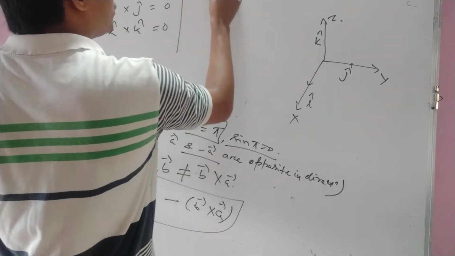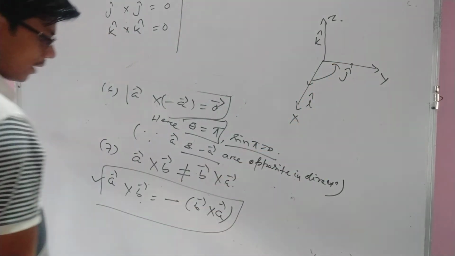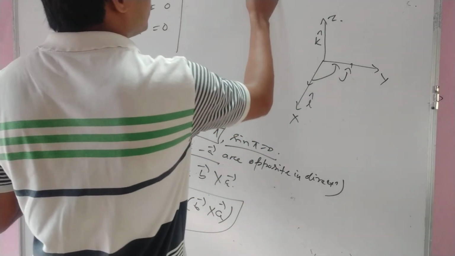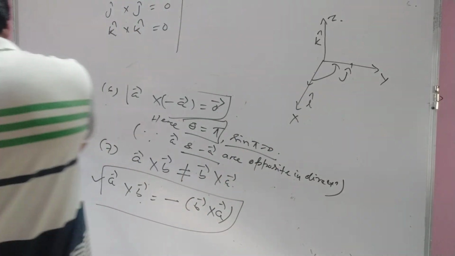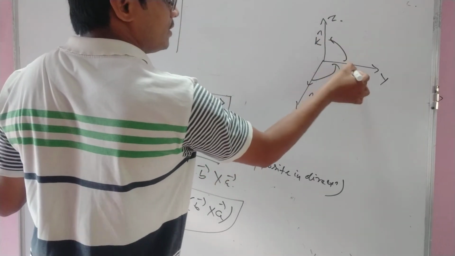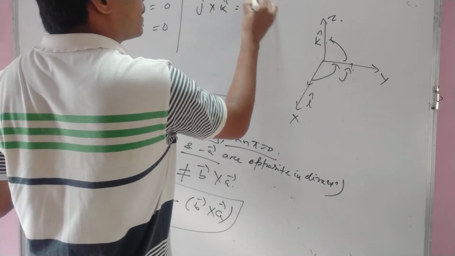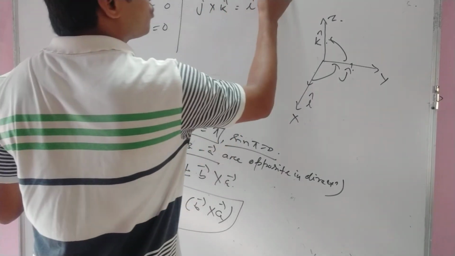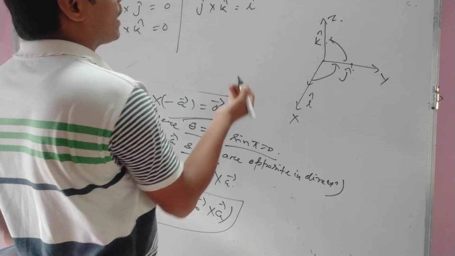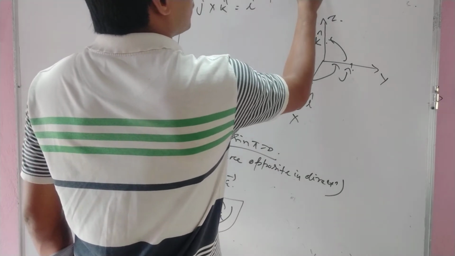But i cap cross j cap is equal to what? i cross j is equal to k cap. Okay, i cap, j cap, k cap. Again, j cap cross k cap is equal to i cap. We use the same rule. How do we get i cross j equal to k cap? From this, i cap cross j cap.